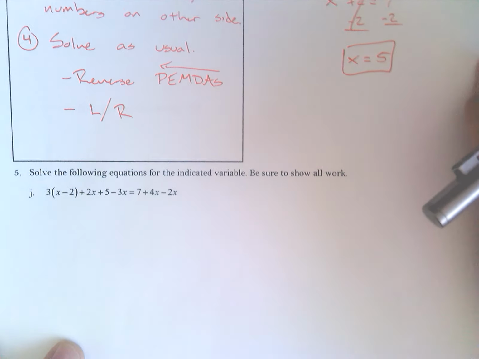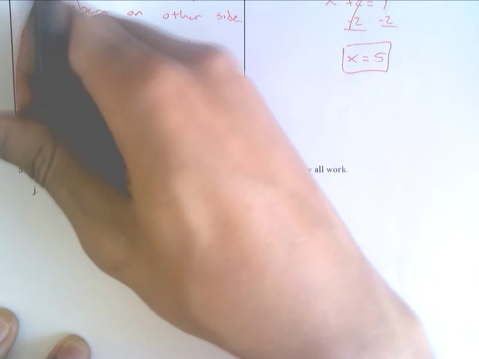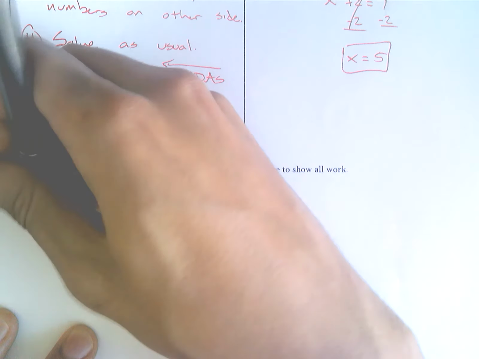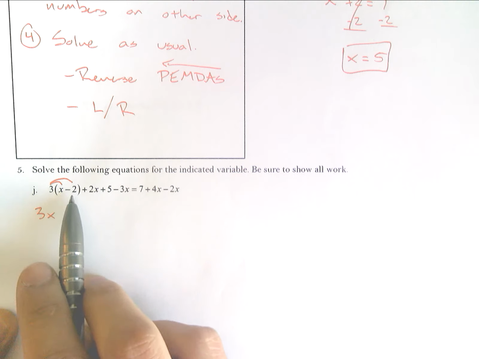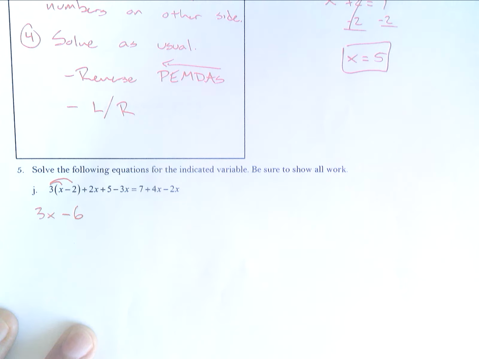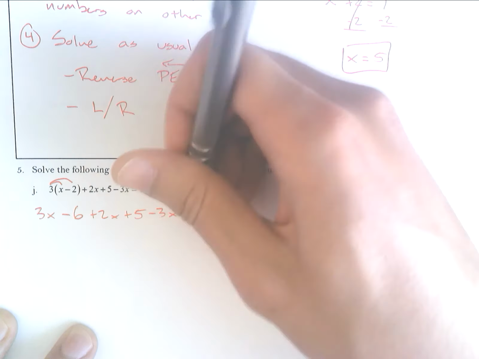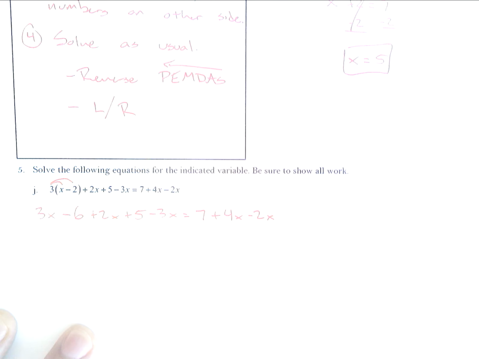So this first one, step 1, is distribute. So let's see if we can distribute. I see that we can distribute this 3. So we have 3 times x gives us 3x. And 3 times negative 2, this minus tags along with the 2. So 3 times negative 2 gives us negative 6, or minus 6. And then we'll bring down the rest. So plus 2x plus 5 minus 3x equals 7 plus 4x minus 2x. Kind of a long one here.